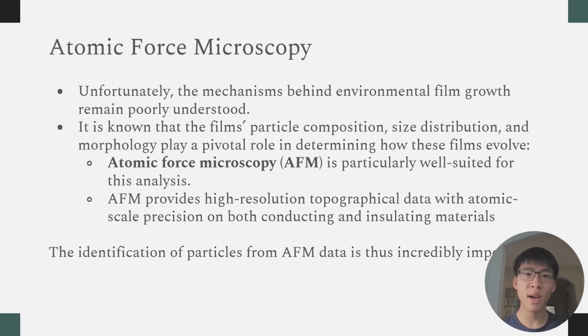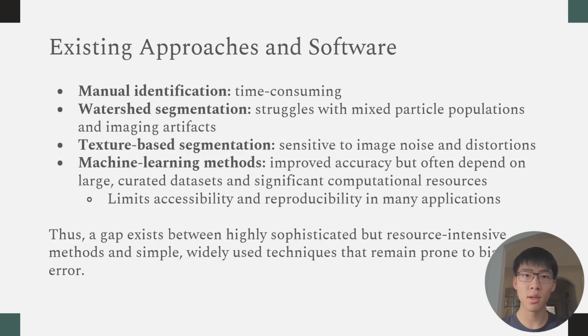Unfortunately, the mechanisms behind environmental film growth remain poorly understood, and this is where AFM comes in. AFM provides high-resolution topographical data with atomic scale precision, and the identification of particles from AFM data is thus incredibly important. There are plenty of existing approaches to AFM particle identification, but they all have significant drawbacks.